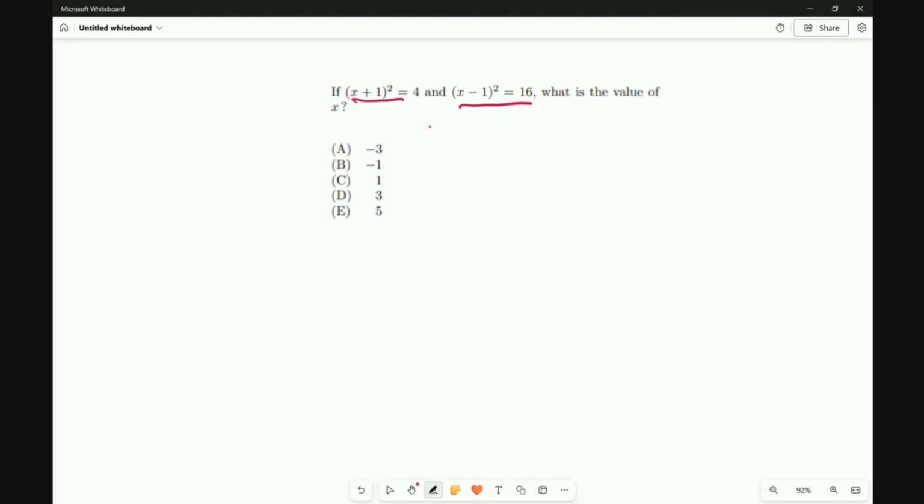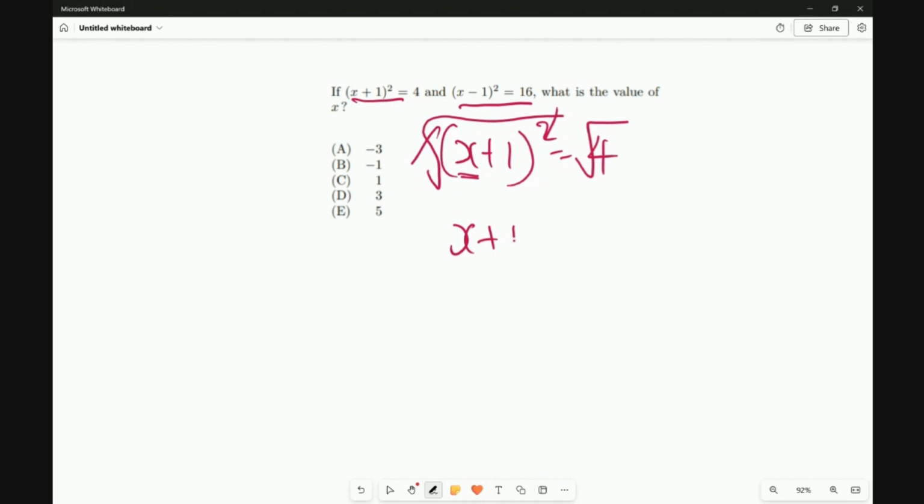The first one: (x+1)² is equal to 4. Whenever you want to get a variable out and something is being squared, we have to take the square root. The square root cancels the square, and so we have x+1 is equal to 2. Not quite. A lot of students do this on the SAT, but don't forget, whenever you take the square root, we have plus or minus.